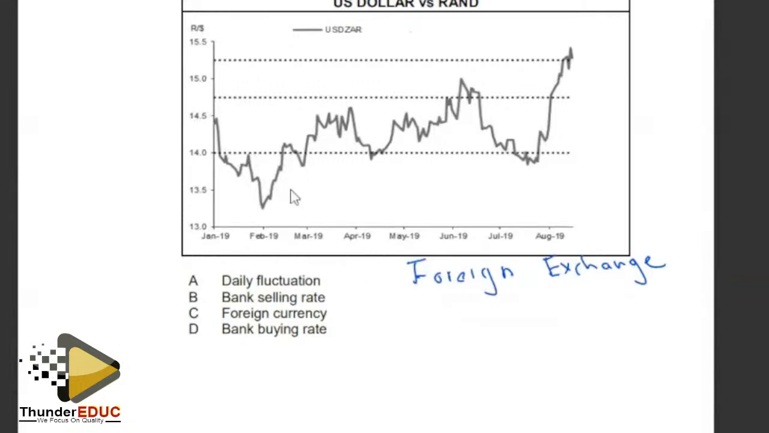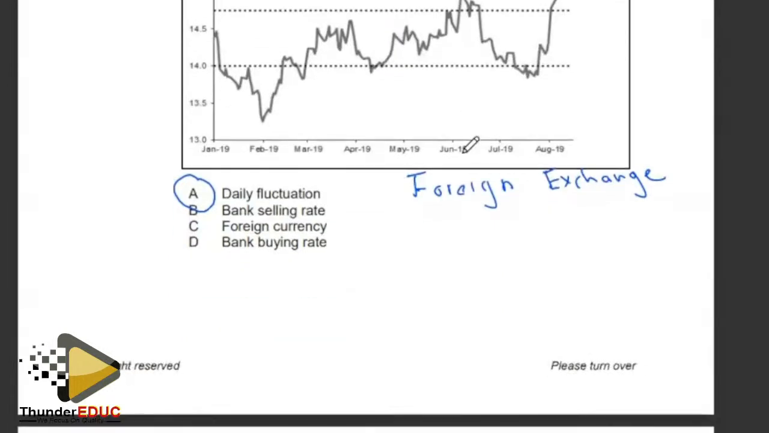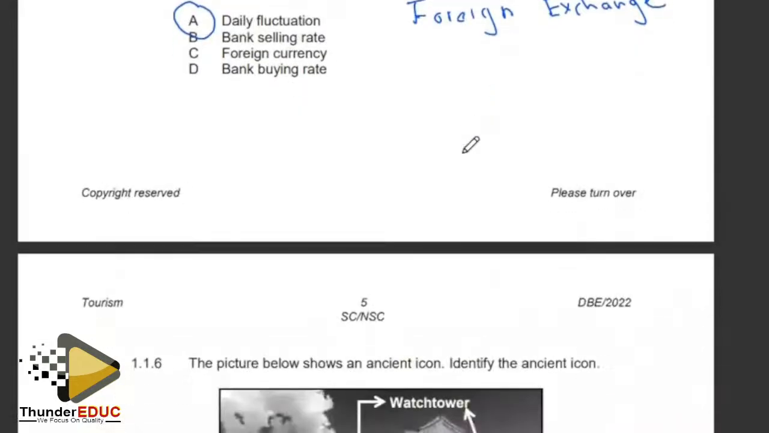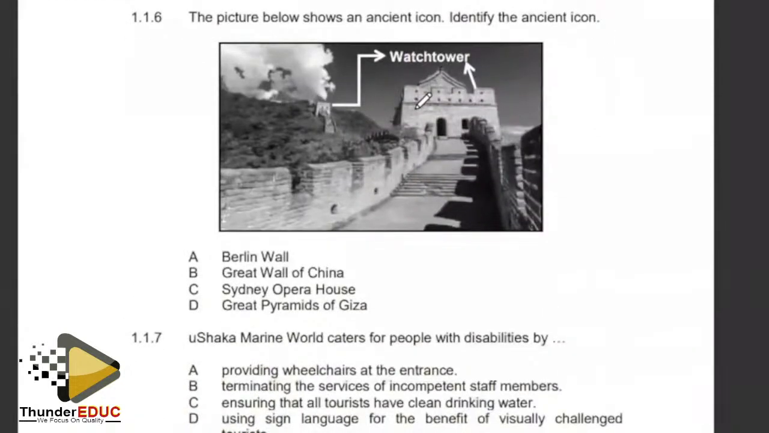Why do we choose daily fluctuation as the correct answer? If you look at the trend, there's a time when the US dollar is worth more, then there's a time when the US dollar is actually worth less. So we actually call that currency fluctuation. Currencies fluctuate on a daily basis. We call that currency fluctuation, the change in the value of a currency. Now let's move on to the next question.